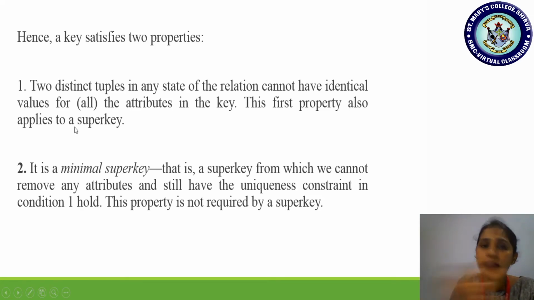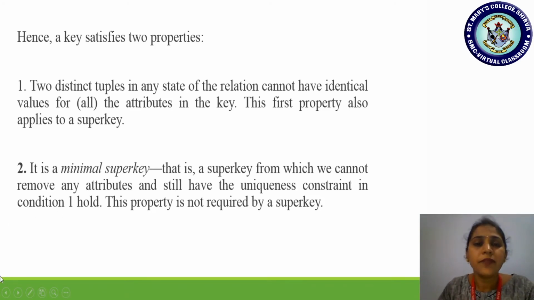So super key means what? A subset of attributes which is exhibiting the uniqueness feature, so any two tuples don't have identical values. That is the super key property. Then it is a minimal super key. So a key exhibits one more feature. What is that? Minimal super key. What do we mean by minimal super key? A super key from which we cannot remove any attribute and still have the uniqueness constraint in condition 1 hold.